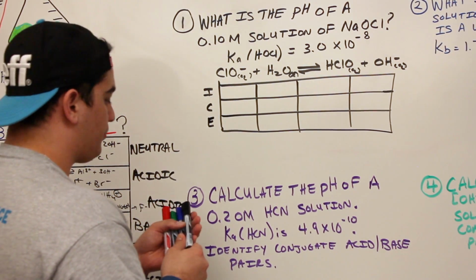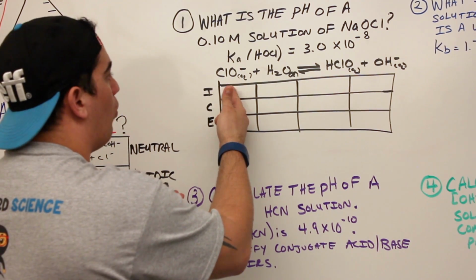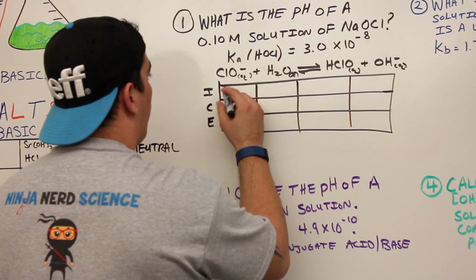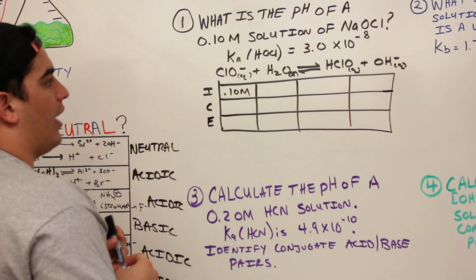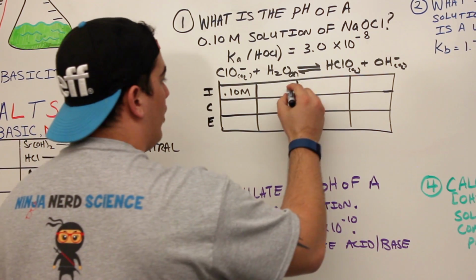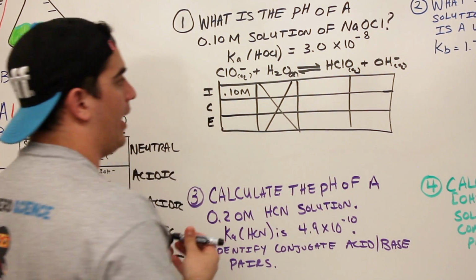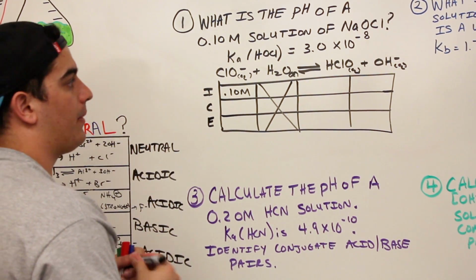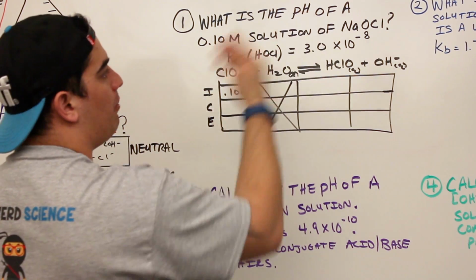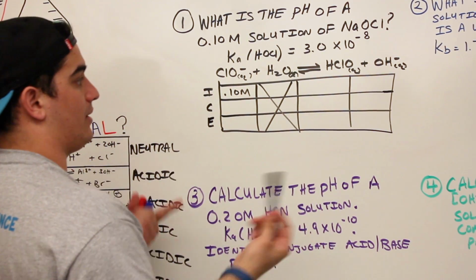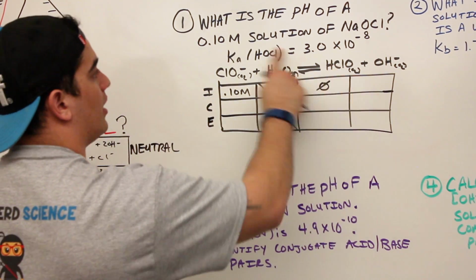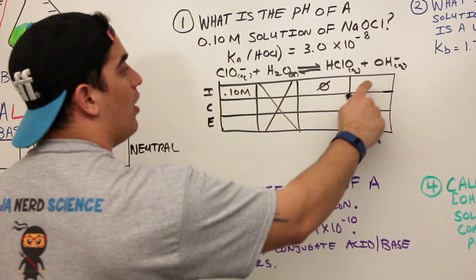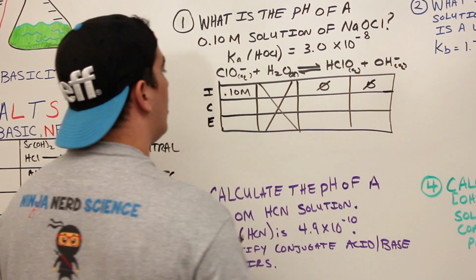So what do I have here? I'm going to put 0.10 molar. For H2O, we don't include it at all, because it's not included in the Ka expression, since it's in the liquid state. For HClO, they didn't give me anything, so it's got to be 0. Same thing for the hydroxide: they didn't give me anything, so it must also be 0.